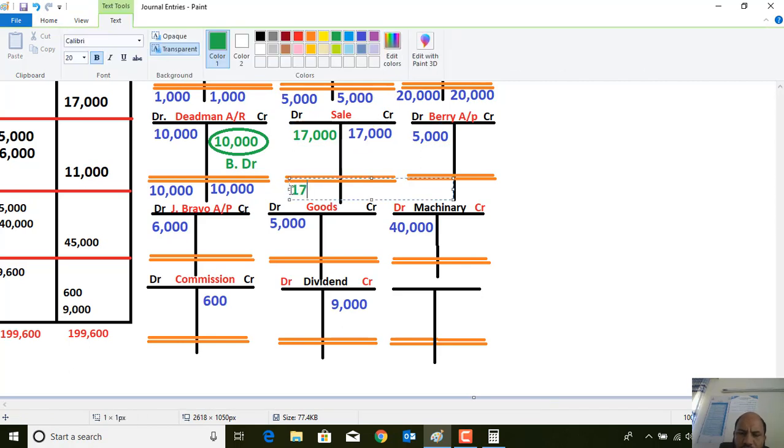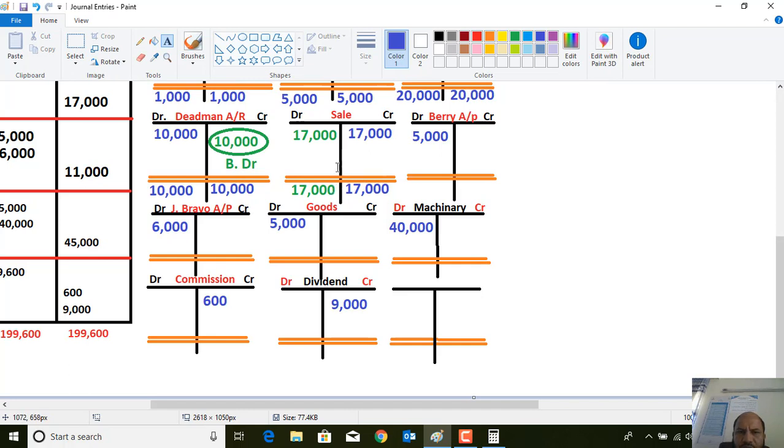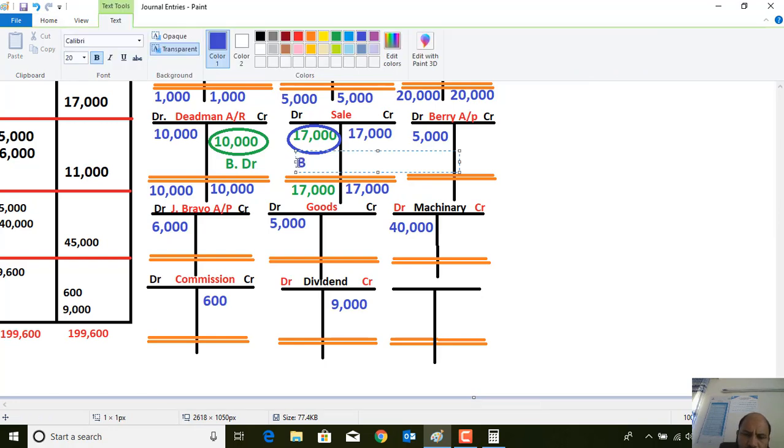When we add the debit side, the amount available at the debit side is equal to 17,000, and the amount available at the credit side is also equal to 17,000 according to our addition. So dear student, the amount that we have added at the debit record, we will write down over here that it is a balance of credit record.